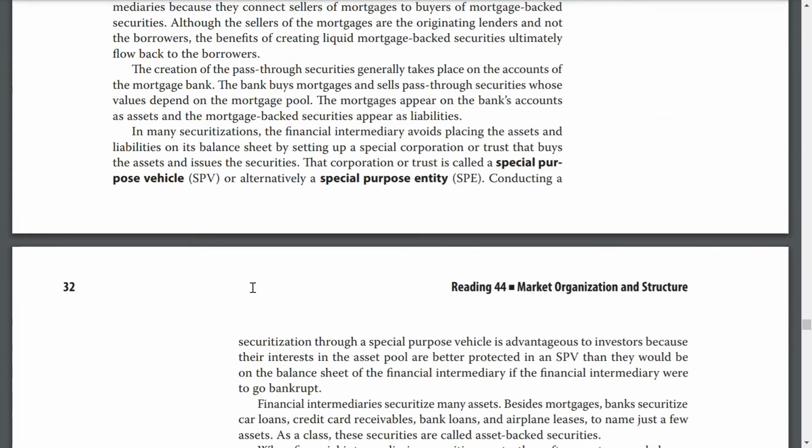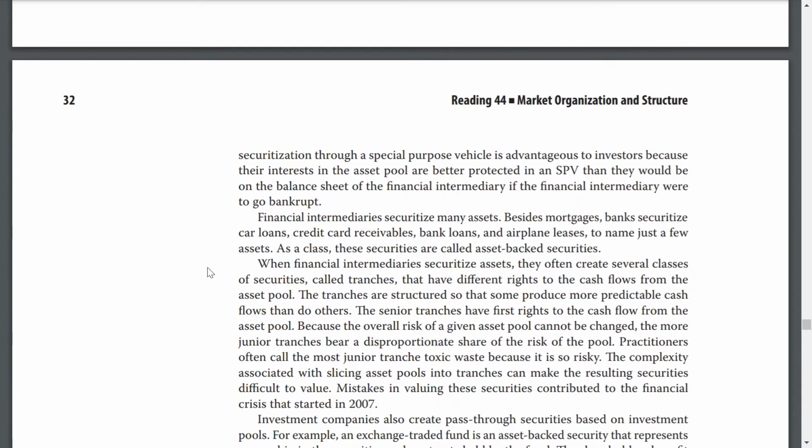In many securitizations, the financial intermediaries avoid placing the assets and liabilities on their balance sheet by setting up a special corporation or trust that buys the assets and issues the securities. The corporation or trust is called the special purpose vehicle, or alternatively a special purpose entity. Conducting a securitization through a special purpose vehicle is advantageous to investors because their interests in the asset pool are better protected in the SPV than they would be on the balance sheet of the financial intermediary if the financial intermediary were to go bankrupt.